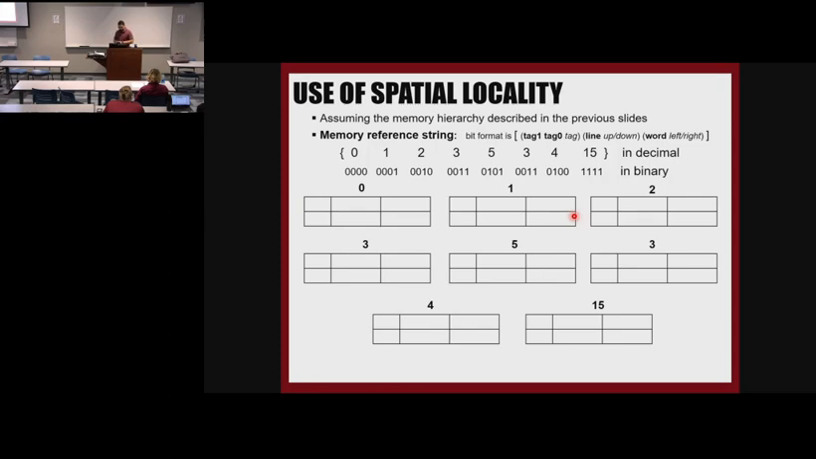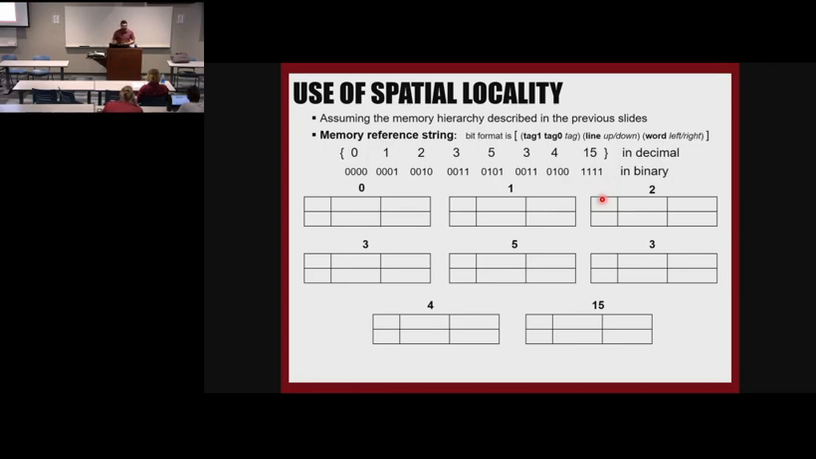Now with this kind of memory hierarchy that we just explained, let's see what would happen if we had memory references of 0, 1, 2, 3, 5, 3, 4, 15. Okay? So it's similar to the case that we had before. It's a little bit more complex because it has more than 1 word in each line. In the first example, we just had 1 word in each line. So this is how spatial locality is going to help us. We're going to get a feel of how spatial locality can increase the hit rates.